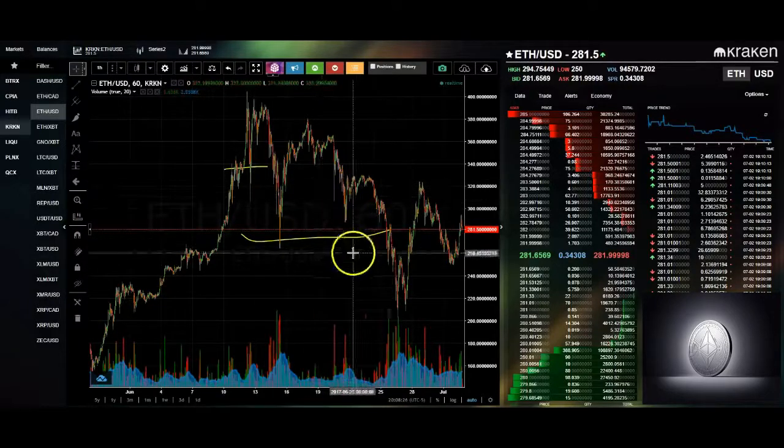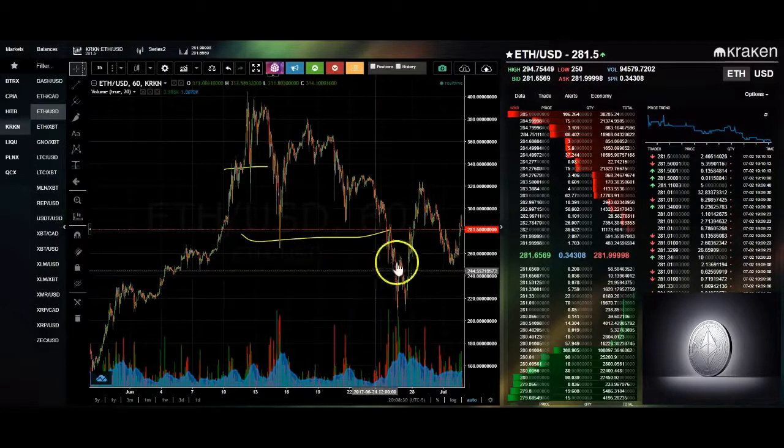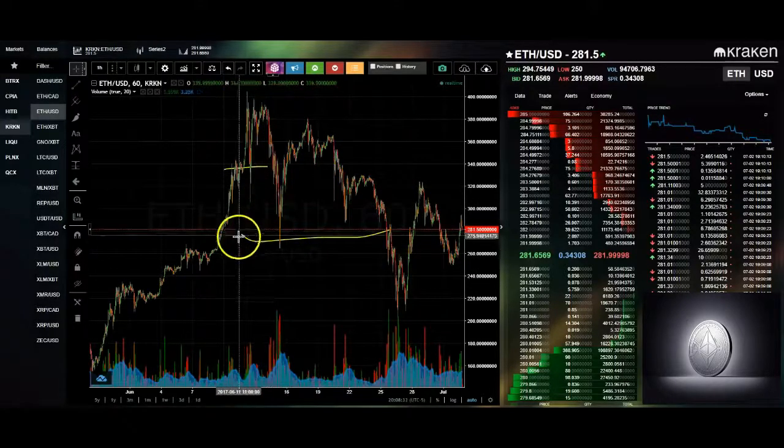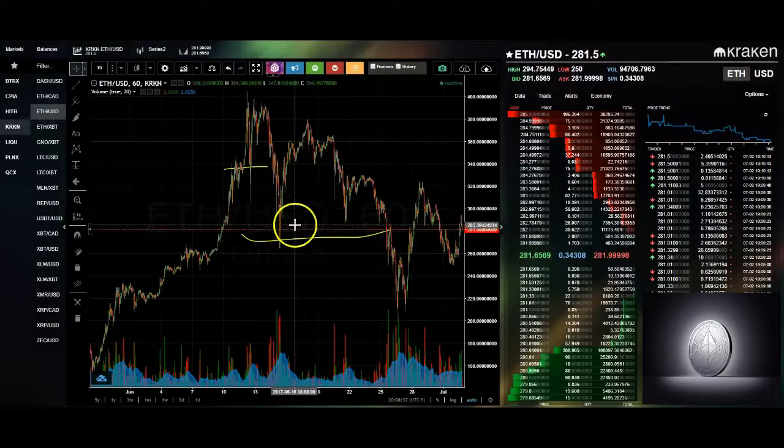After trading Ethereum for as long as I have, I haven't had a losing trade ever. So that tells you that's really the best way to trade, I think. That's the safest way to trade.